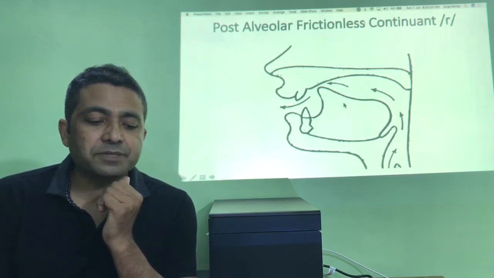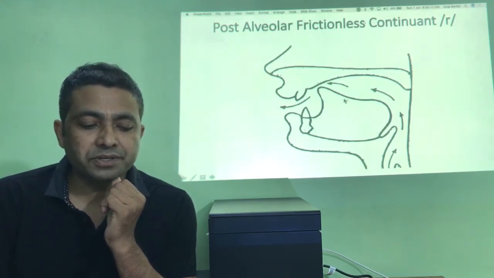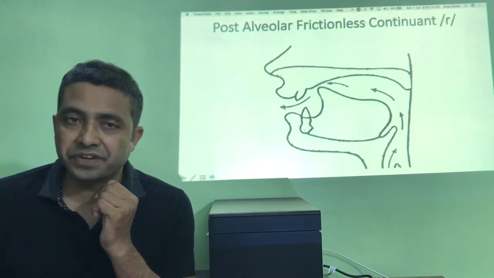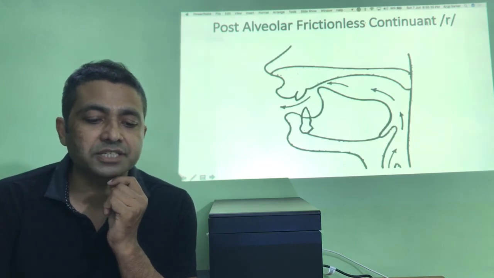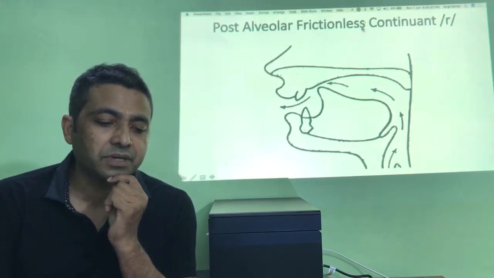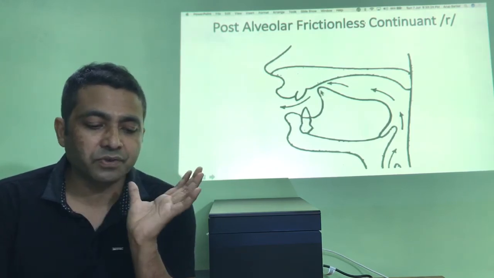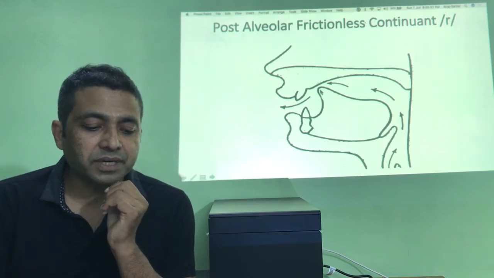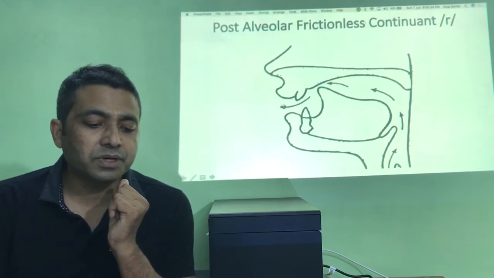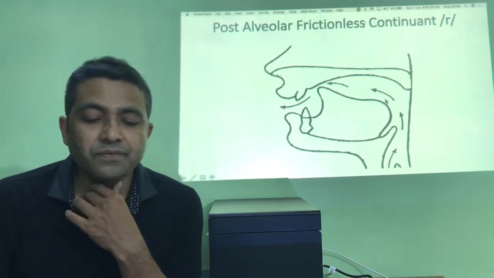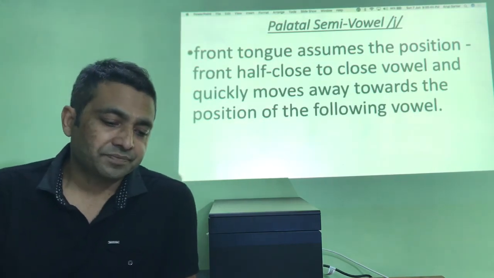But frictionless because sufficient passage is left in between these articulators for the air to come out without any friction. So air comes out continuously without friction. So it is frictionless, continuously comes out, but no friction. Post-alveolar because the contact, though not full contact, the tip of the tongue goes towards the post-alveolar position. Nasal passage is blocked, air comes through the mouth. That is an oral sound, ra, voiced. Voicing is here.